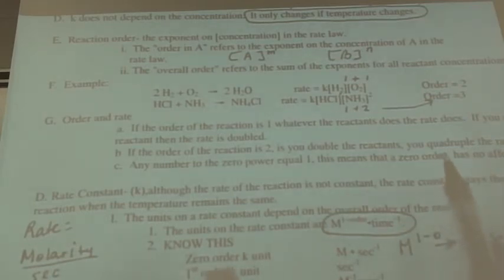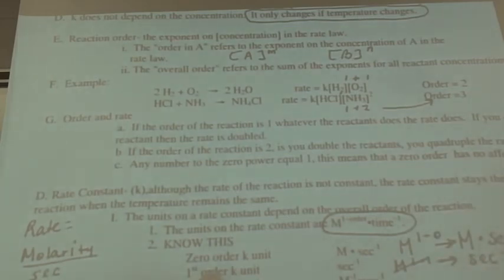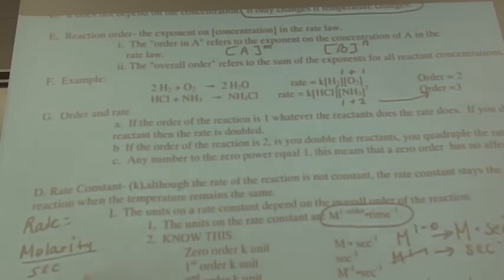If you have a first order overall reaction, the rate law constant's unit follows this: M to the 1 minus the order. 1 minus 1 is equal to 0. So the molarity drops out of the unit altogether, and all you have is the time value raised to the -1. That time value raised to the -1 is the same as saying 1 over seconds.